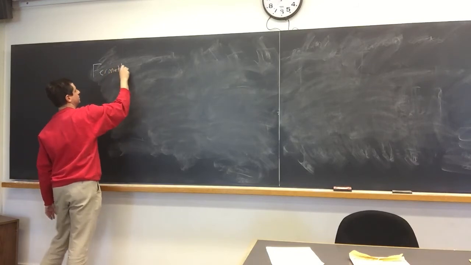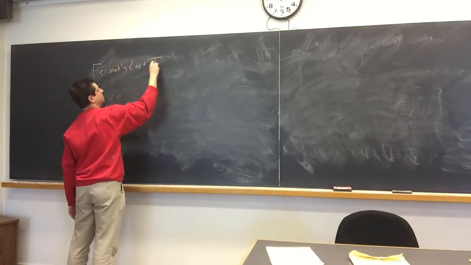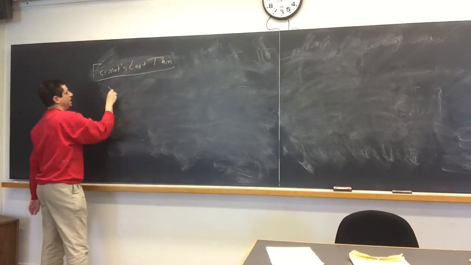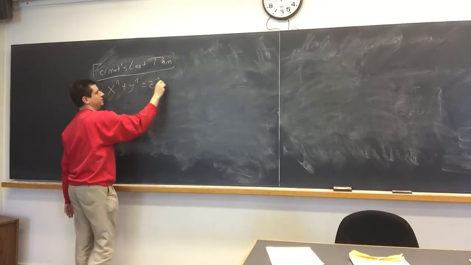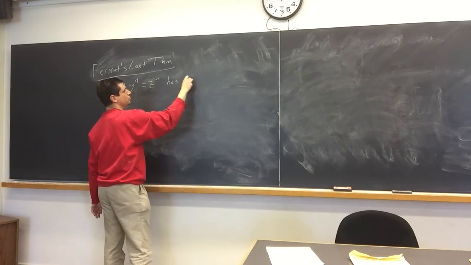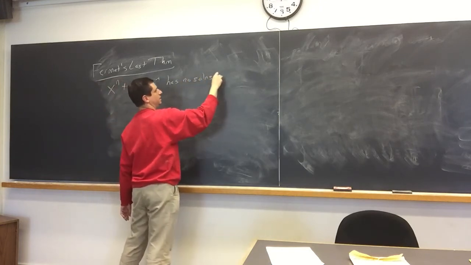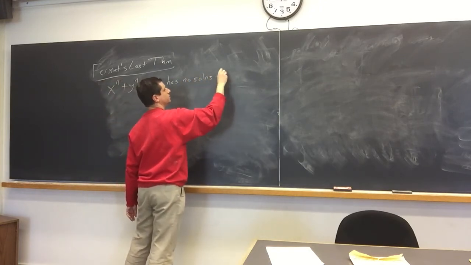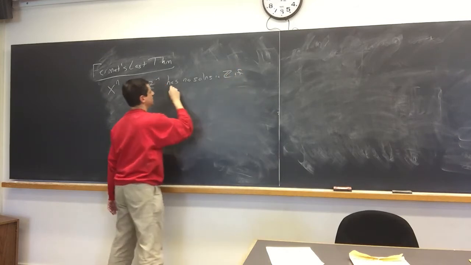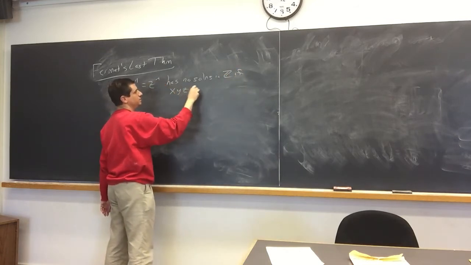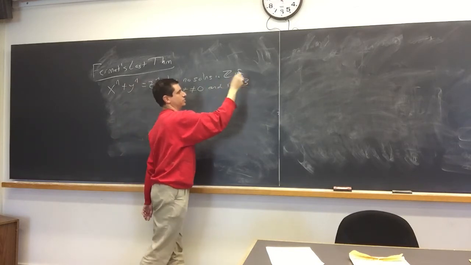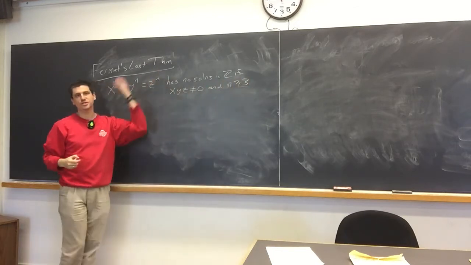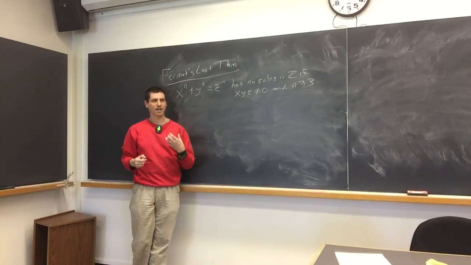So, Fermat's last theorem: x to the n plus y to the n equals z to the n has no solutions in the integers if x, y, z does not equal 0 and n is greater than or equal to 3. If n equals 2, this is just the Pythagorean theorem, and we know what's going on.